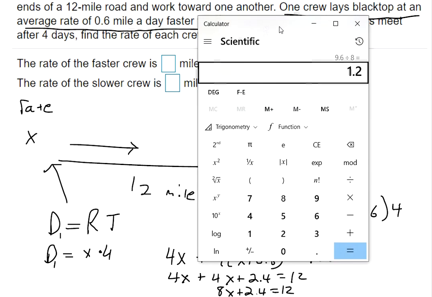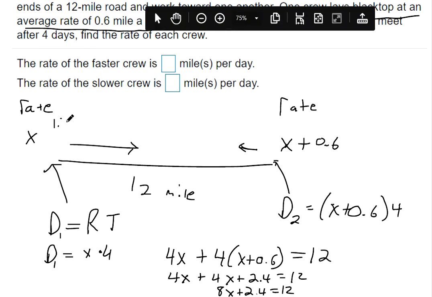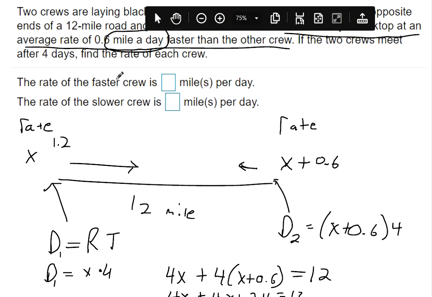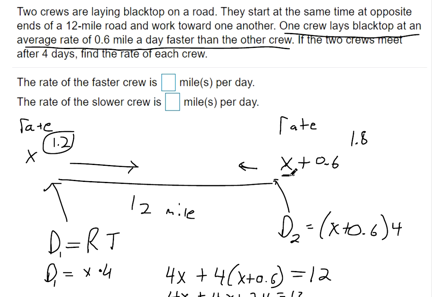So it looks like the rate of the slower crew is 1.2, and that's miles a day. 1.2 miles a day for the slower crew, and so that means it's 1.8 for the faster crew because you can just plug 1.2 back in here. So when I type that in MyMathLab, I'm typing that in for the faster crew and that in for the slower crew.